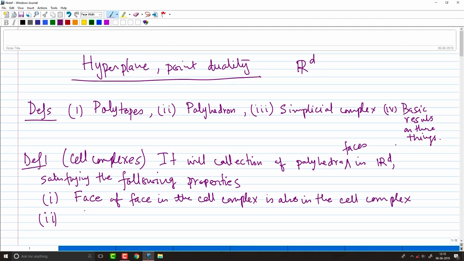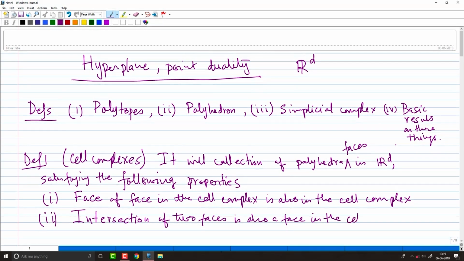The second thing is that the intersection of two faces is also a face in the set, in the cell complex. Cell complexes don't have to be convex sets, by the way, the union of the polyhedra doesn't have to be convex. Like simplicial complexes don't have to be convex sets, right? We saw a graph is a simplicial complex, right?